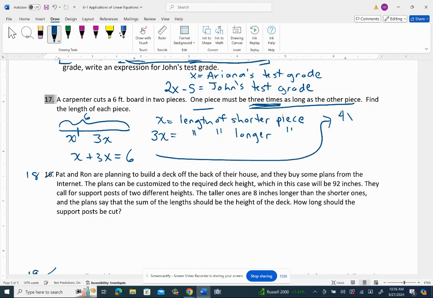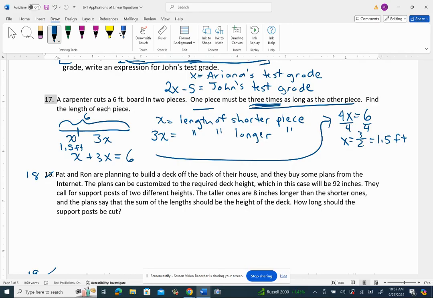Okay, I'm going to come over here to solve it. So 4x would have to be 6, and if I divide by 4, that gives me that x would have to be 3 halves, which is 1.5, and the units on this were feet, 1.5 feet. So think about that. That means this piece was 1.5 feet. Okay. So then they want us to get the length of each piece.